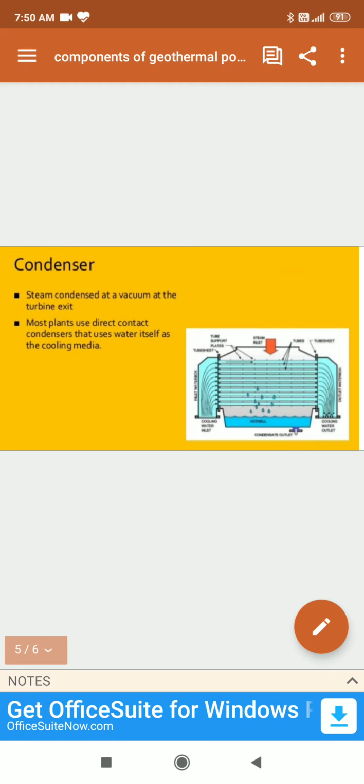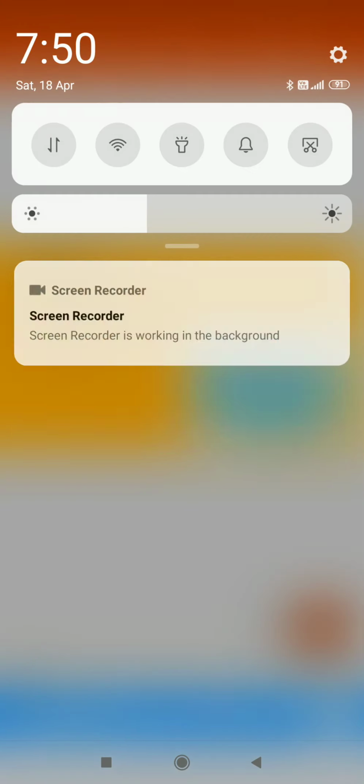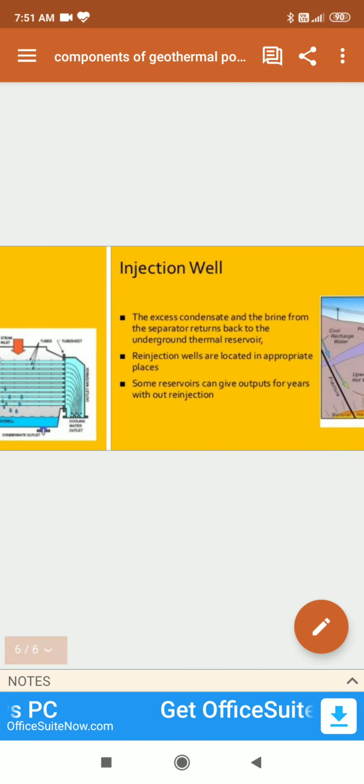Next, condenser. We know the condenser condenses the steam. That means a phase change process occurs in the condenser. The steam is converted into liquid in the condenser. Steam is condensed at a vacuum at the turbine exit. Most plants use direct contact condensers that use water itself as the cooling medium. So normal water is used as a cooling medium for the phase change process.